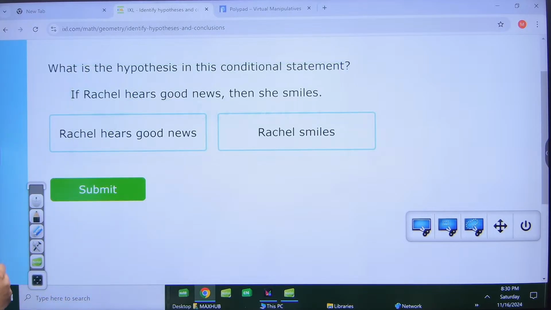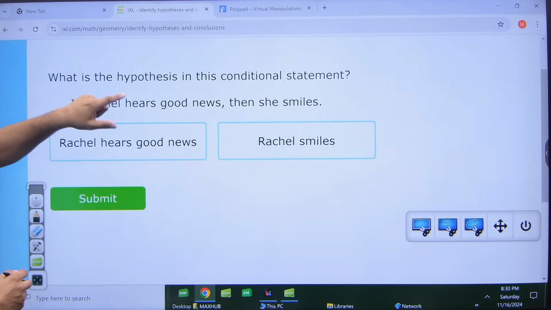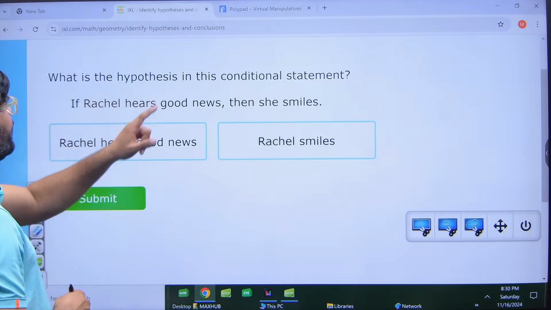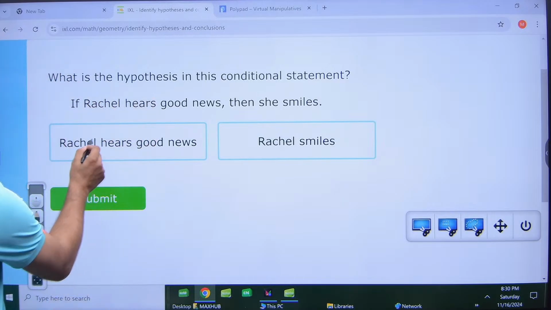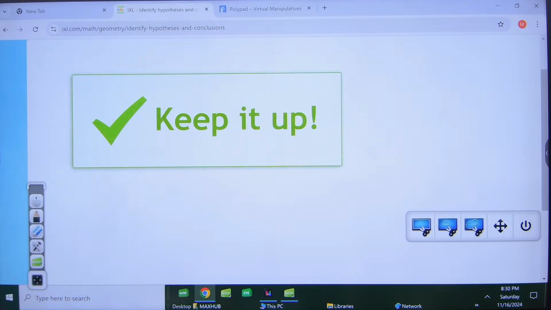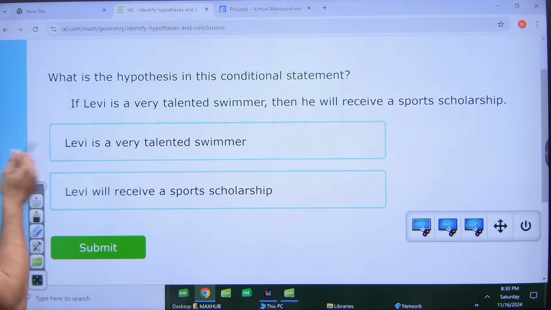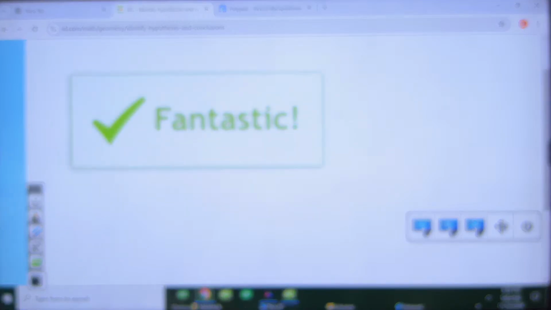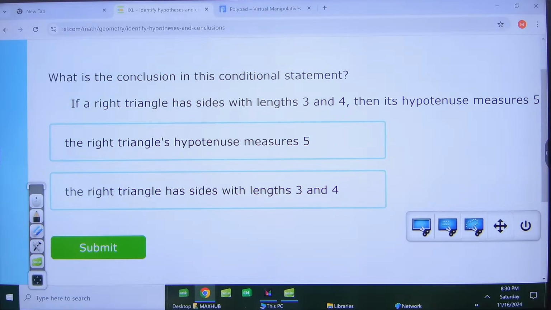Good work. What is the hypothesis in this conditional statement? Rachel hears good news. If Rachel hears good news, okay, so Rachel hears good news. Now you got that. Good one. Now tell me, what is the hypothesis in this? Levy is a talented swimmer. Very talented swimmer. Okay, now you can do it faster.